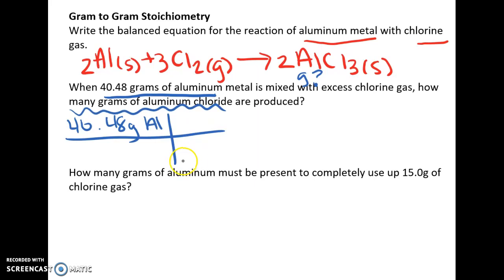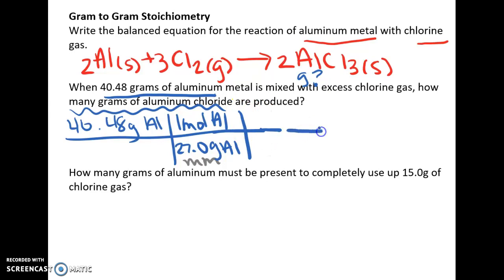So to do that, if you don't remember, you're going to use the molar mass of aluminum. If you look at your periodic table, the molar mass for aluminum is 26.98, and remember we round to the tenths, so we're going to use 27.0 grams of aluminum for 1 mole of aluminum. Now that I have that in moles, I can do my next step, which is that mole ratio step.